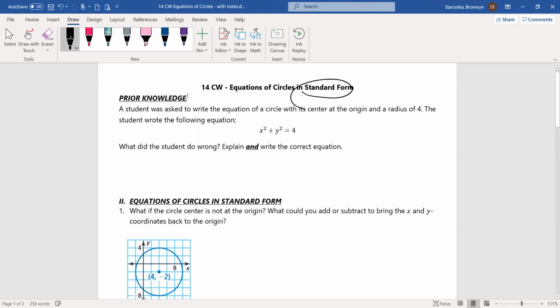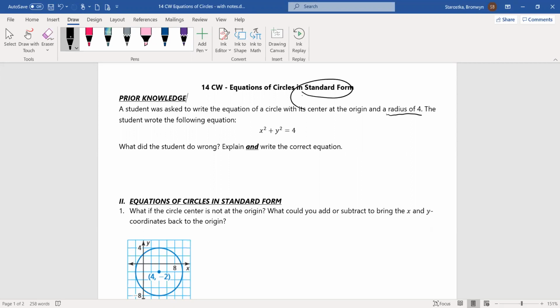A student was asked to write the equation of a circle with its center at the origin and a radius of 4. The student wrote the following equation: x squared plus y squared equals 4 squared, and was told that they were incorrect. What did they do wrong, and what would the correct equation be?